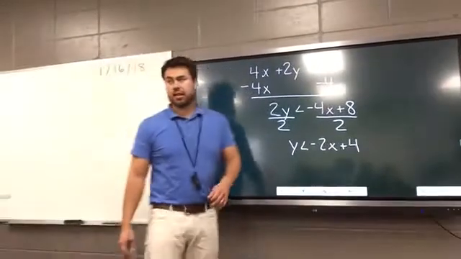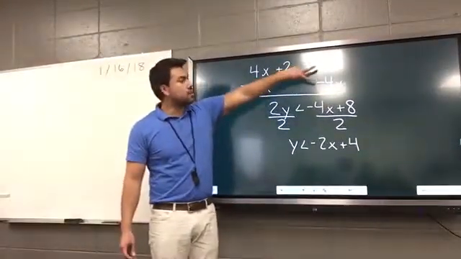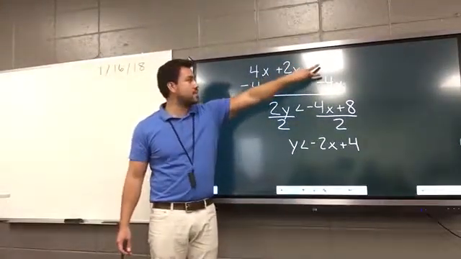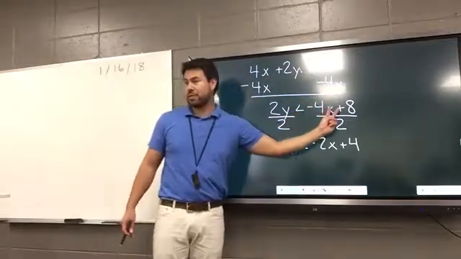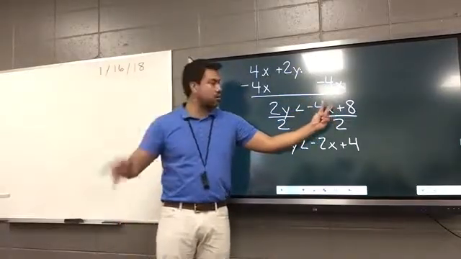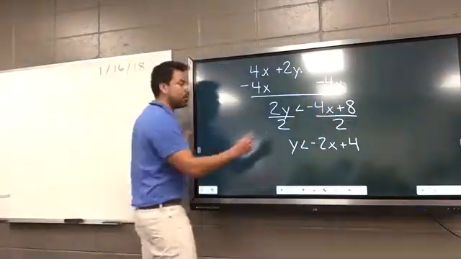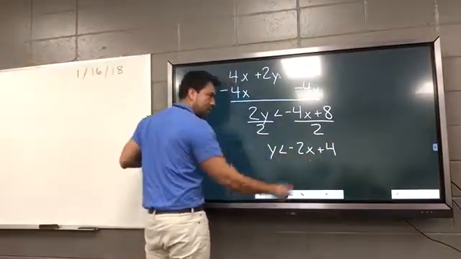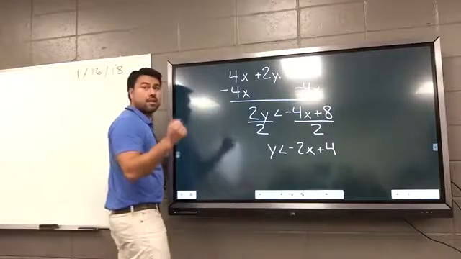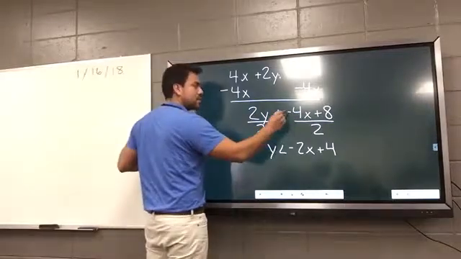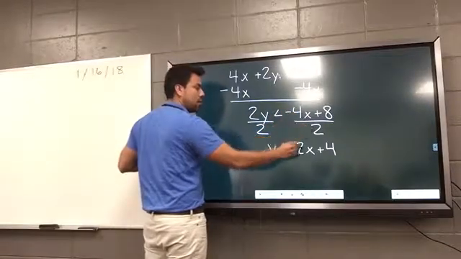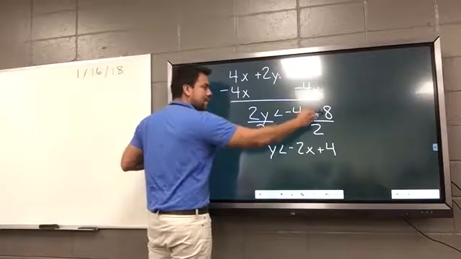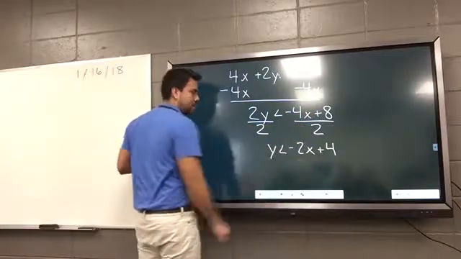Two things I want you to get. I hope you guys are able to go from 8 minus 4x to negative 4x plus 8. You should be able to do that pretty quickly. And the second part I want you to get is when you divide by 2, how in the world did I get negative 2x plus 4? All of it gets divided by 2. So what's negative 4x divided by 2? Negative 2x. What's 8 divided by 2? 4. So that's how I got it.